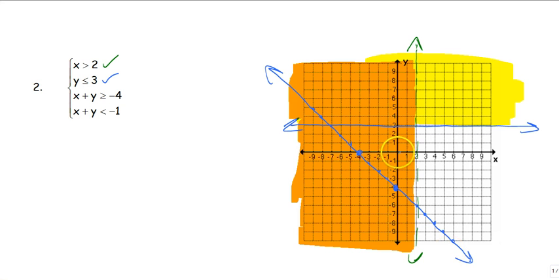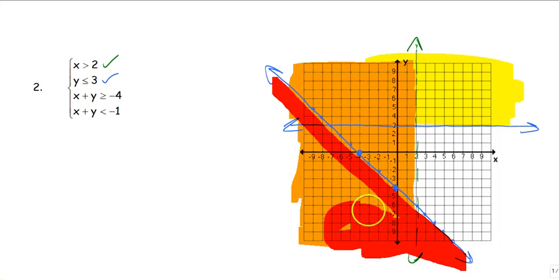And I'm going to use the point 0, 0. Again, when I'm using these test points, I'm only looking at it in relation to this line that I just drew. So is 0 plus 0 greater than negative 4? Yes, it is. So I do not want to shade above this line because that's where it's true. So I'm going to shade everywhere below the line, which really didn't change much of my graph except for the fact that now I have this here.